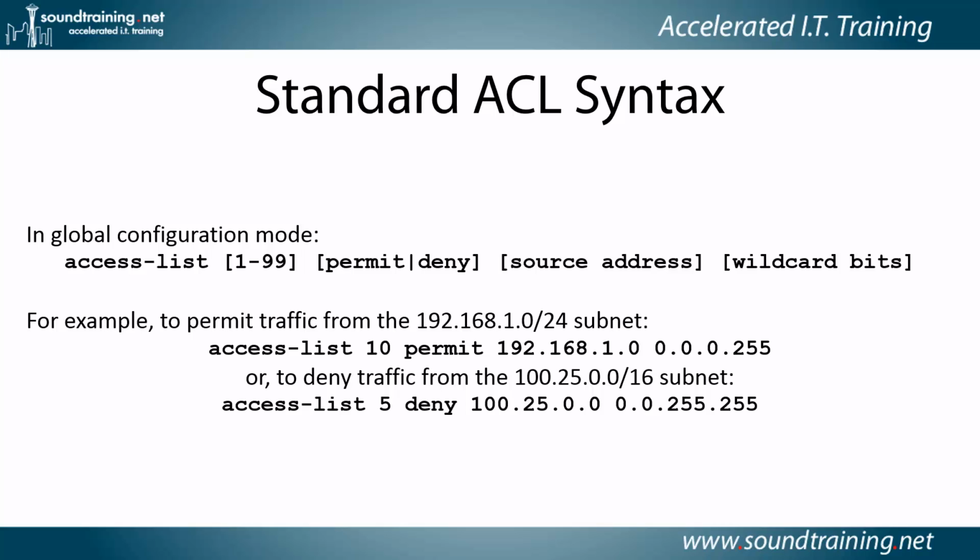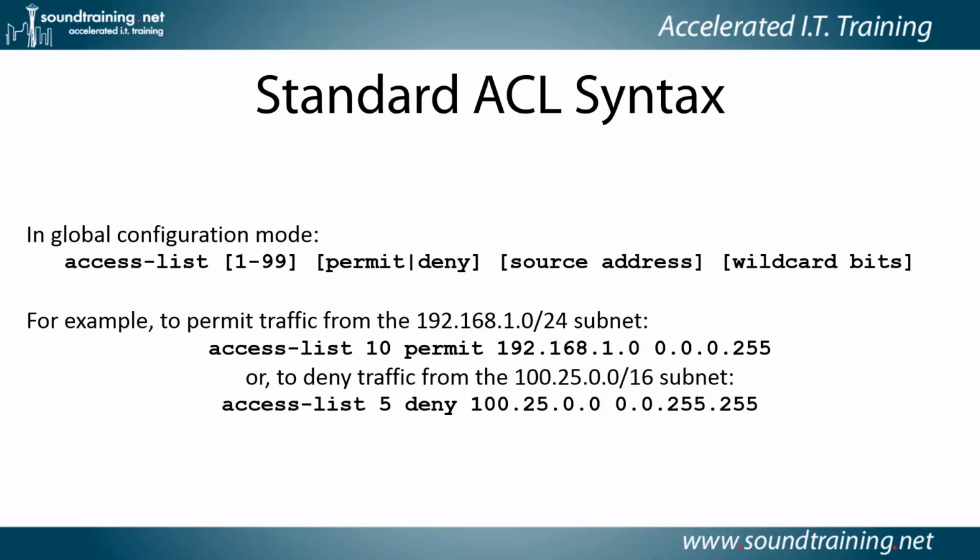So, for example, to permit traffic from the 192.168.1.0/24 subnet, we'll use the statement access-list 10. This is just any number 1 through 99. Permit, because we want to allow that traffic. 192.168.1.0. That's the subnet ID, or actually that's a full classful network ID. And then the inverse mask.